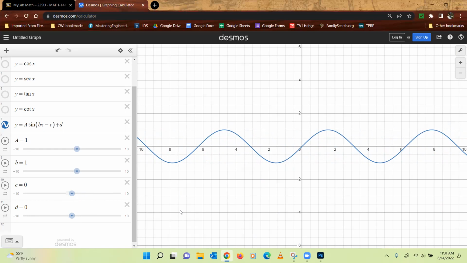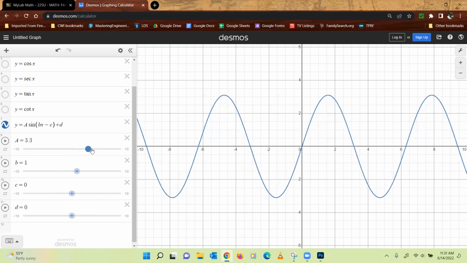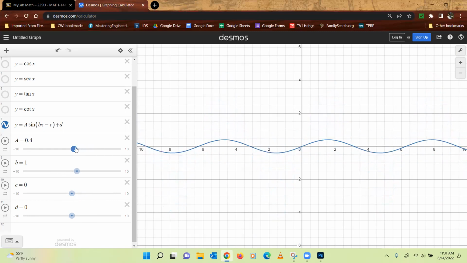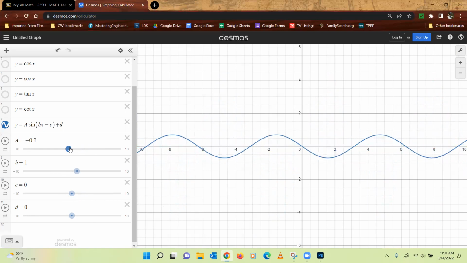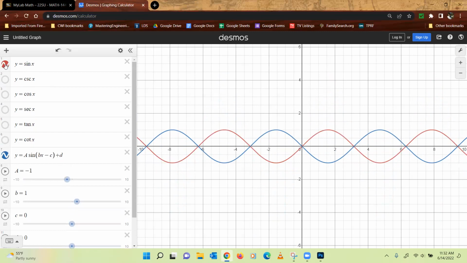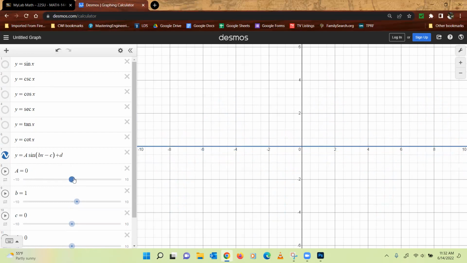A, that's outside the function, so that affects it vertically. It's multiplied, so that would be a stretch or a shrink. So A is going to affect our amplitude. If we go above 1, it's going to increase. If we go below 1, it will decrease until this thing gets pretty flat. Now, a negative is a reflection about the x-axis. So if I do -1, that is a reflection about the x-axis of our original sine function, with all the values flipped. Take it back to +1, so we're multiplying by 1, and we're back to our original function.